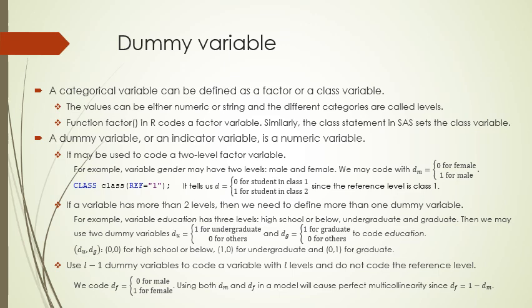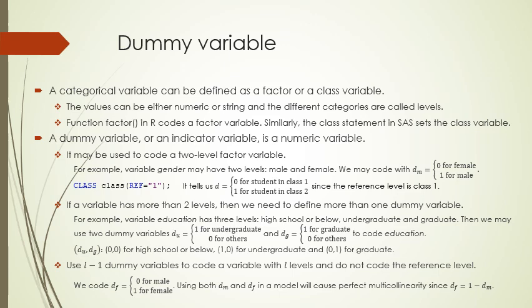A categorical variable can be defined as a factor or class variable whose values can be either numeric or string. The different categories of a factor or class variable are called levels. In R, the function factor may encode any vector to a factor variable. Similarly, the class statement in SAS sets the class variable.